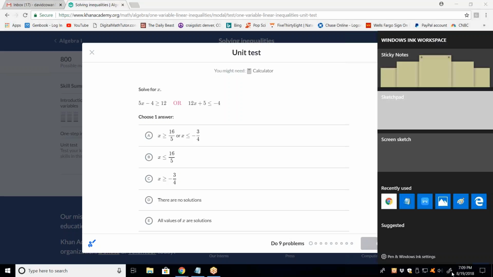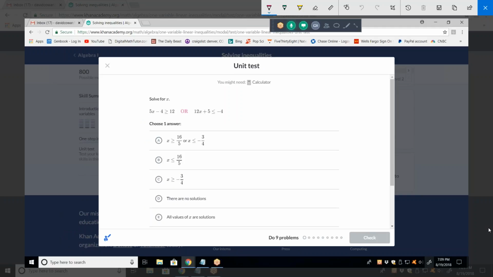First of all, let me blow this up, or let me write. So if you don't know how to do these, I can do them for you. Or I don't mean I can do them for you, I can show you how to do them. So let's do this one first. Okay. So 5x minus 4 is greater than or equal to 12. So we're going to first want to add the 4, right? Yep.